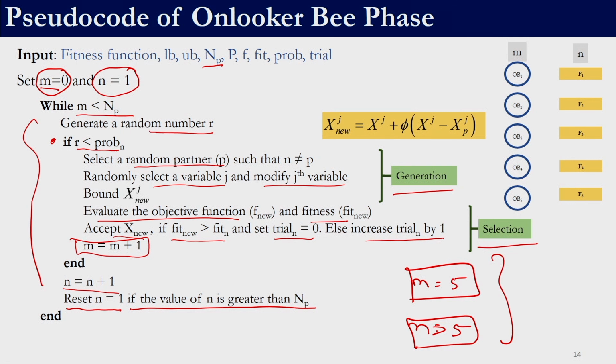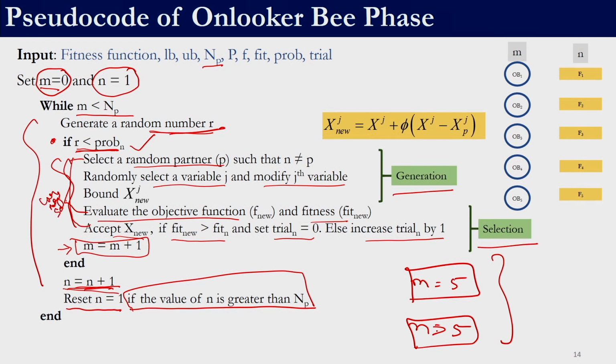The first step is to generate a random number, and then we will have to compare that random number with probability. If this condition is satisfied, we need to do a few things, else we need to increase the counter of n by 1, and if the value of n is greater than np, then we need to reset n to 1. That is when this condition fails. But if this condition is satisfied, then we need to generate a new solution and increase the counter of m by 1. This particular procedure of generating the new solution is actually implemented in that function gen new solution.